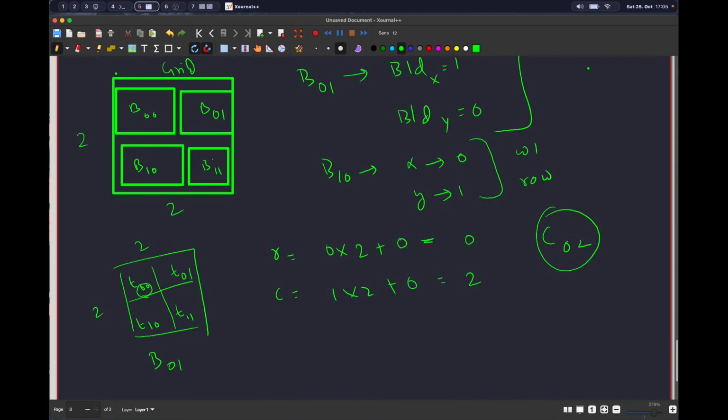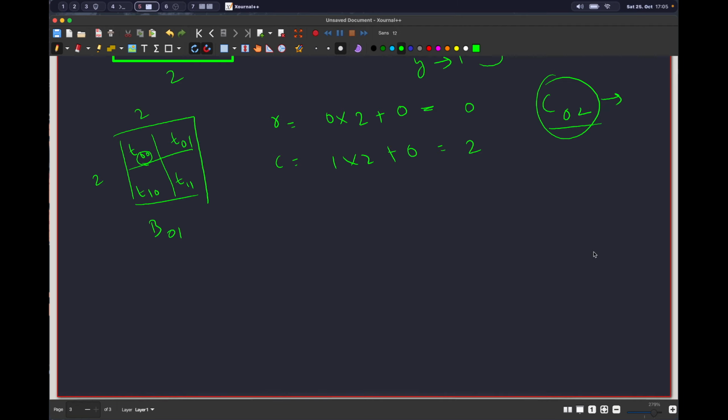C will have n by n elements, and out of those, this particular thread 00 of block 01 will handle the C02 element, right? Same goes if we calculate, let's say, for T11: R will be equal to 0 times 2 plus 1, equals 1. C equals 1 times 2 plus 1, equals 3. So it will handle the C1 comma 3 element of it.